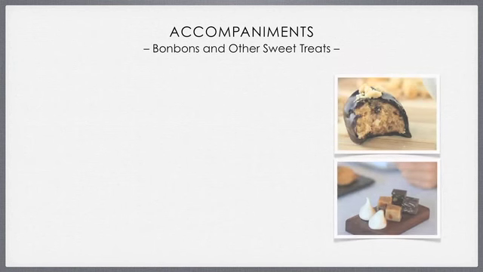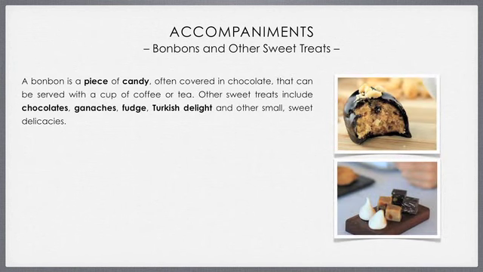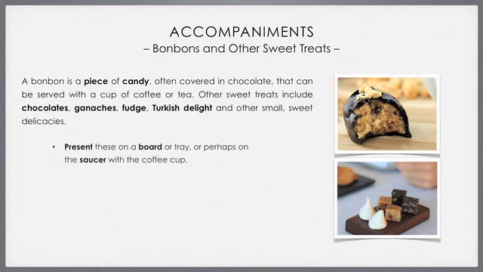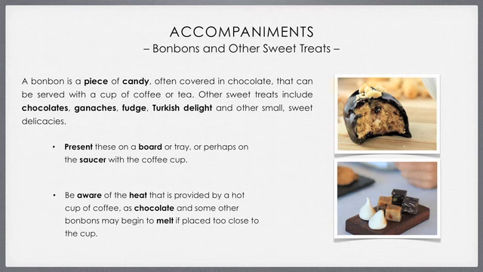Bonbons and other sweet treats. A bonbon is a piece of candy, often covered in chocolate, that can be served with a cup of coffee or tea. Other sweet treats such as chocolates, ganaches, fudge, Turkish delight, or any other type of small sweet delicacy needs to be beautifully presented on a board or tray as shown here, or perhaps on the saucer with the coffee cup. Just be aware that the heat from the hot cup of coffee can often melt the chocolate, and some other bonbons may begin to melt if we serve them too close to the cup.